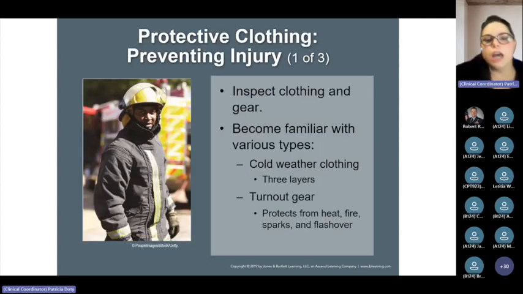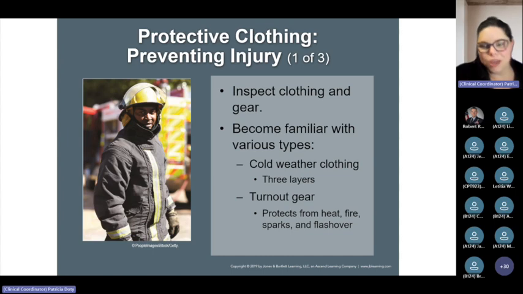So protective clothing prevents injury. Now, you guys see a fireman here. We all know what that does, right? Before a fireman goes on shift, he's supposed to inspect his vehicle. He or she is supposed to inspect their clothing to make sure that there are no tears or anything like that, right? Well, guys, it's the same thing with us, okay? You want to make sure that your gear is good to go before you get out there.